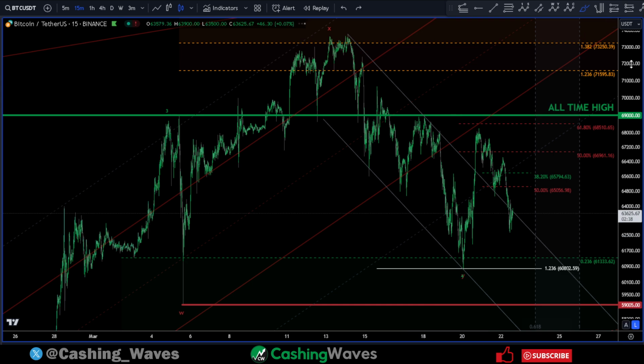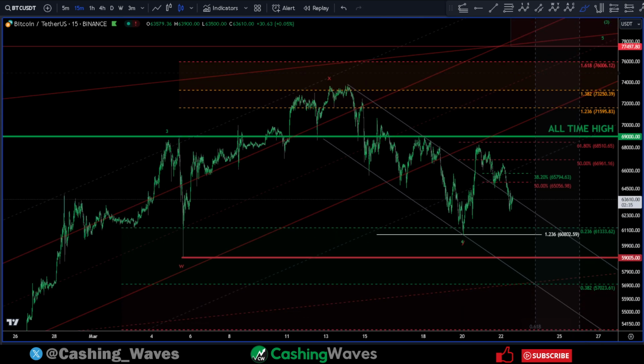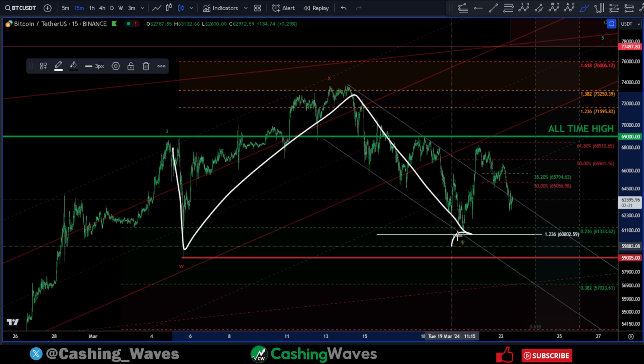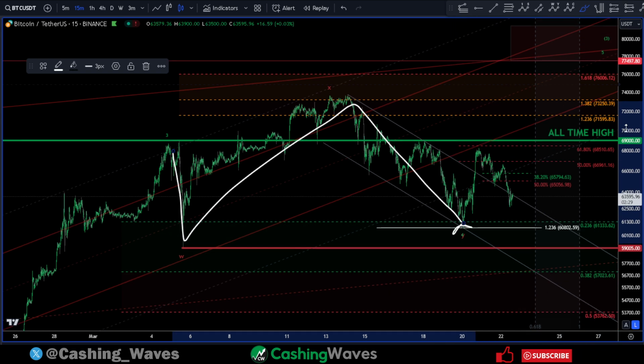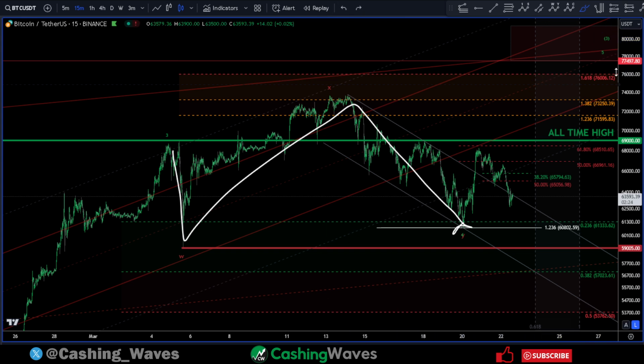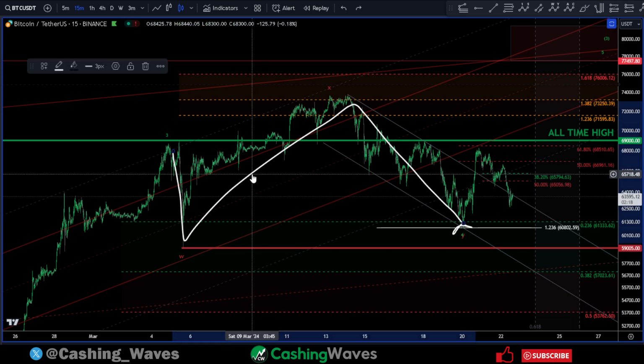And if you know, we've been tracking multiple different counts. One has this as a 4th wave, in which we bottomed and looking for 5 waves up to complete a larger 3rd wave. And target for that was up at around 77,500. So that's technically still in play.